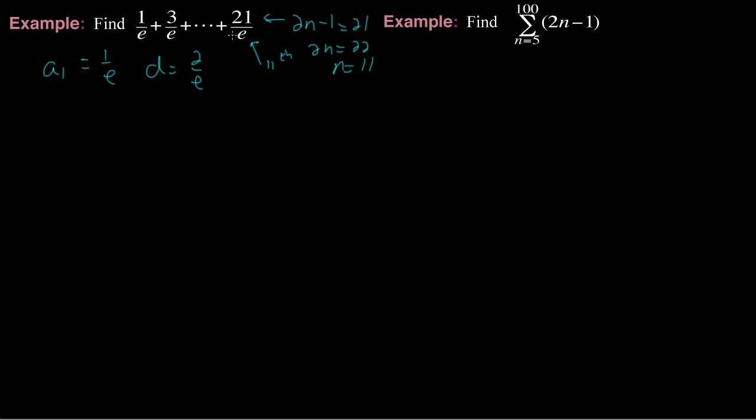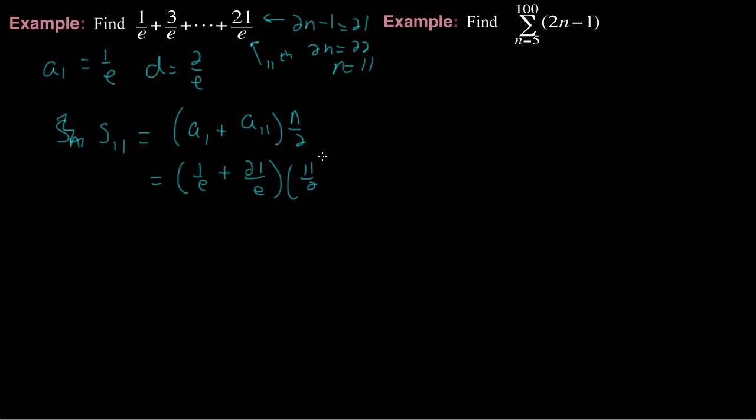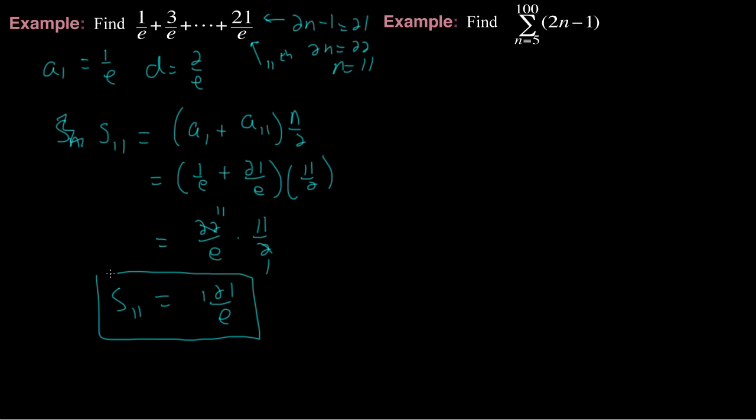So if I want to find the sum of the first 11 terms, I'm going to have a1 plus a11 times n over 2. And I get 1 over e plus 21 over e times 11 over 2. And this summation formula works even if you have an odd number of terms. 22 over e times 11 over 2 produces 121 over e. Sum of the first 11 terms for that sequence is 121 over e.